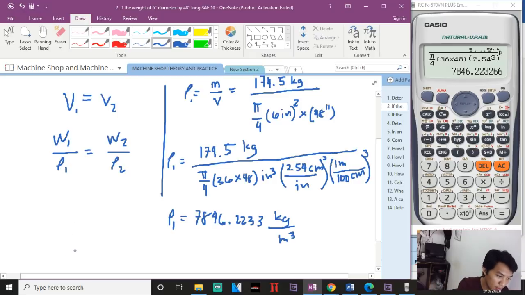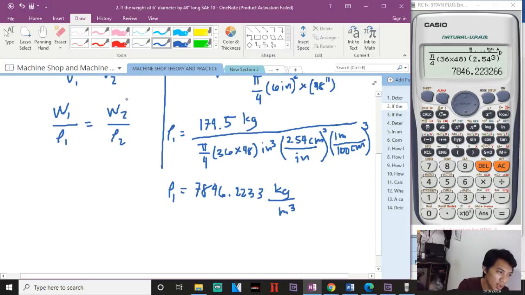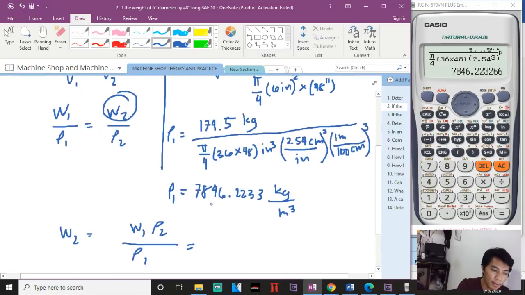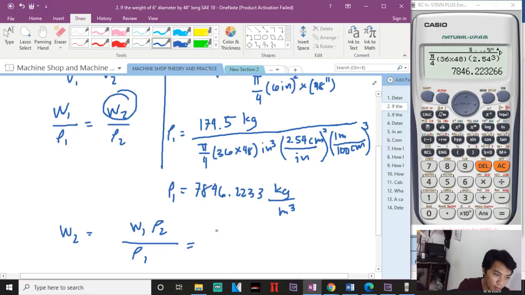Okay, so material, weight 1, weight 2. Ang hinahanap natin is weight 2. So we will formulate weight 2 will be equal to weight 1, density 2 over density 1. Okay. So cancel naman, 7,150. Weight 1 is 174.5 kg. Non-unit na yung dalawa. That is, density nito is 7,150. Wala nang unit kasi pareho lang naman. 7,846.2233.